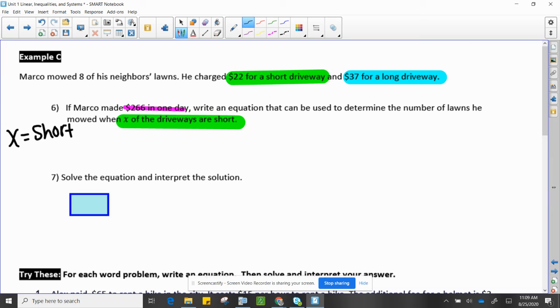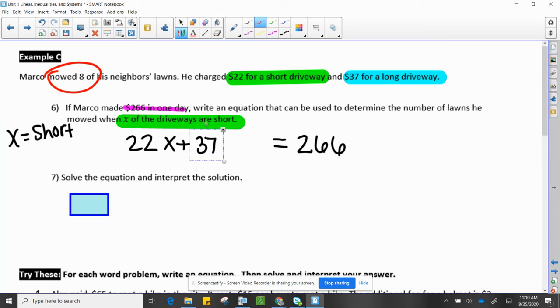So if I think of it like this, well, I know if the short driveways cost $22 each, so I can just go ahead and do this, 22x. Now in the end, I want it to equal our total money that he made, $266, right? So now I just have to figure out how do I relate the $37 he charges for long driveways. Now I can't just do 37x because x stands for the short driveways. So here's what we have to do and what makes this problem a little trickier.